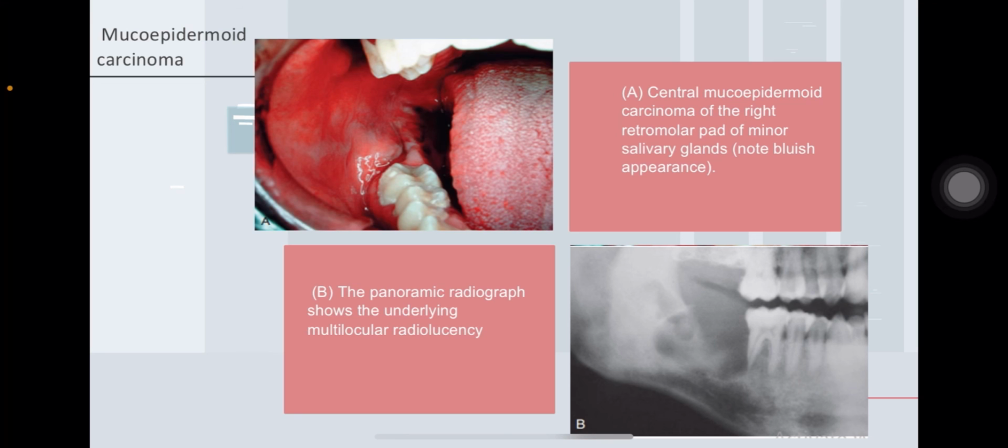The intraosseous form of the mucoepidermoid carcinoma presents as a multilocular radiolucency in the posterior mandible with a raised lesion of the retromolar pad. The mean age for this lesion is about 45 years, and the male to female ratio is 3:2. Treatment of low-grade lesions is wide surgical excision with safe margins, while high-grade lesions require a more aggressive surgical removal with surgical margins and possibly local radiation therapy. Of course, low-grade lesions have a much higher survival rate.